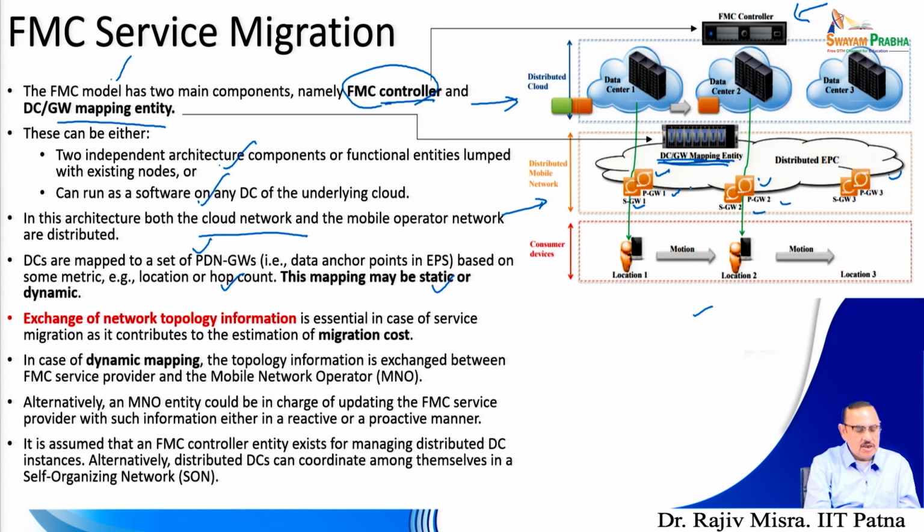Now, this exchange of network topology information is essential over here in case of the migration as it contributes to the estimation of the migration cost. In case of dynamic mapping, the topology information is exchanged between FMC service provider and mobile network operator. Alternatively, MNO entity could be in charge of updating FMC service provider with such information either reactively or proactively. It is assumed that FMC controller entity exists for managing the distributed DC instances. Alternatively, distributed DCs can coordinate among themselves in a self organizing network.